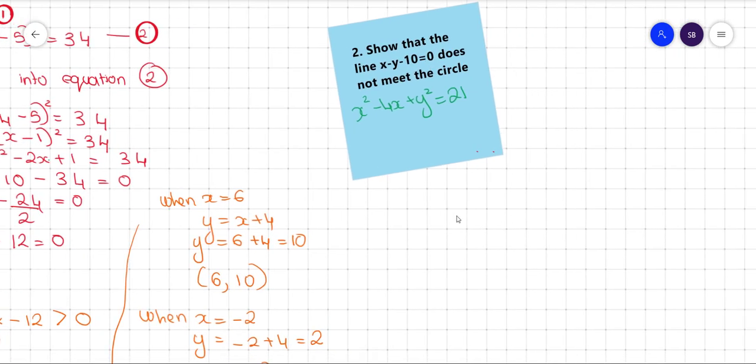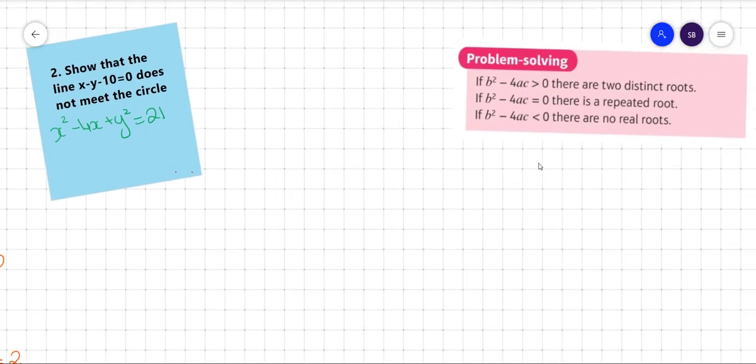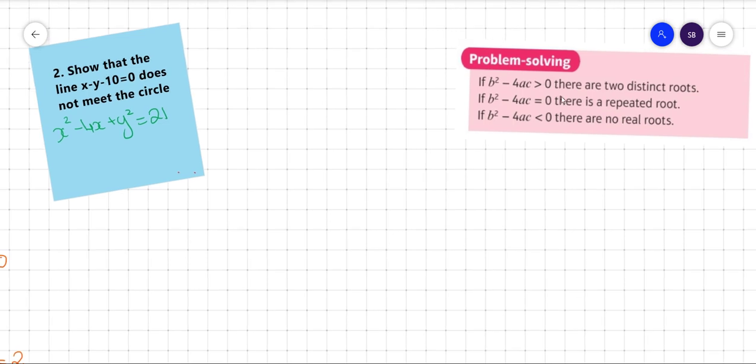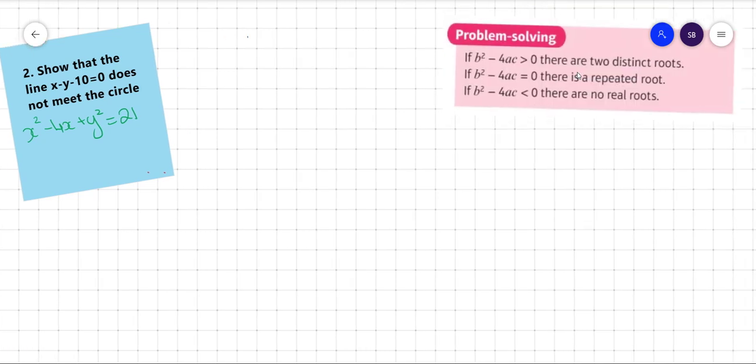Show that the line x minus y minus 10 is equal to 0 does not meet the circle. So we have got a line x minus y minus 10 equal to 0, that's a straight line equation, and the circle equation is x squared minus 4x plus y squared is equal to 21. And we need to show that this line does not meet the circle.